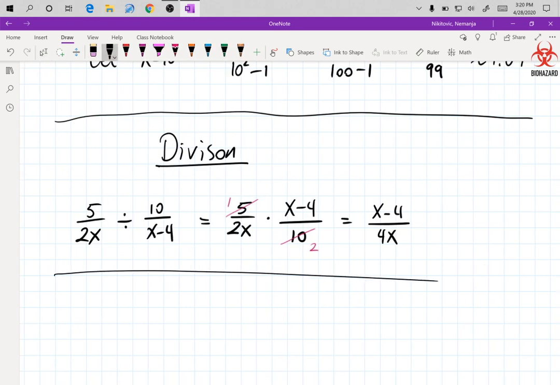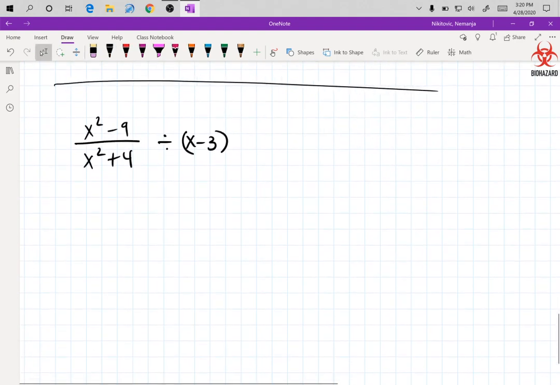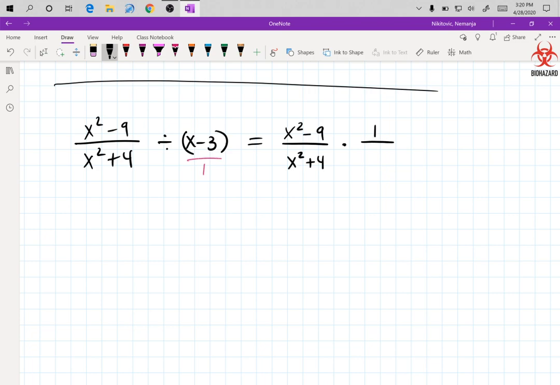Let's take a look at another example. This is a little bit spicier, but still okay. X squared minus 9 divided by x squared plus 4 divided by x minus 3. Now, I remember a couple of times in class asking you, what if I don't have a second fraction? And you were the ones who told me, I'll just put it over 1, it'll be fine. So we create these fractions, and then we flip into multiplication. So our first step is to make multiplication out of it.